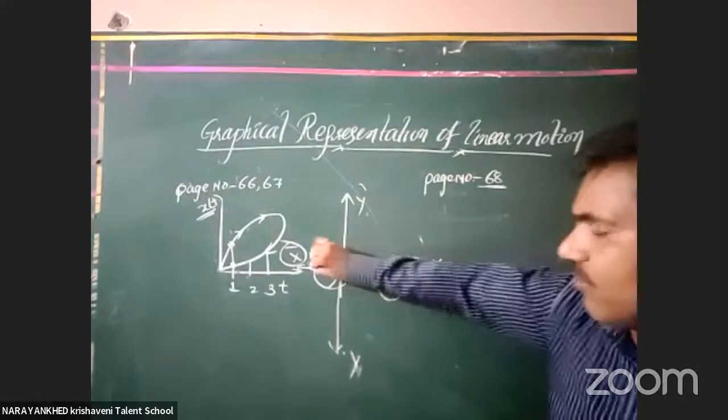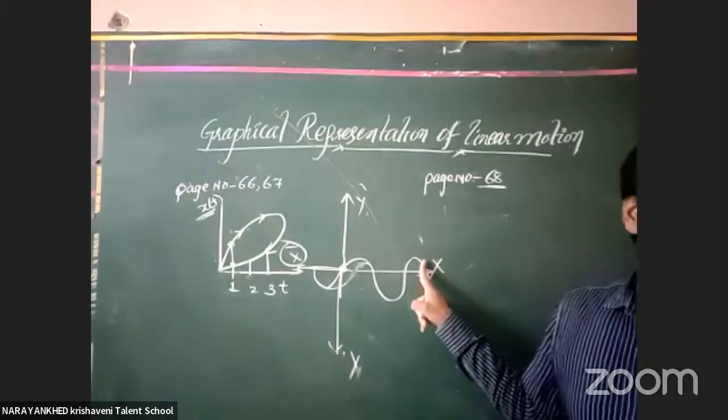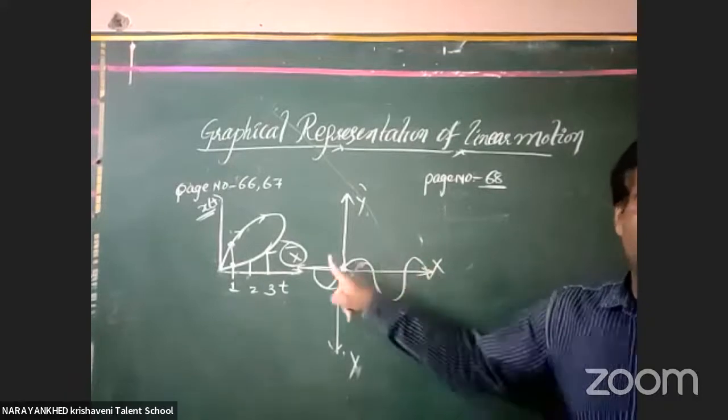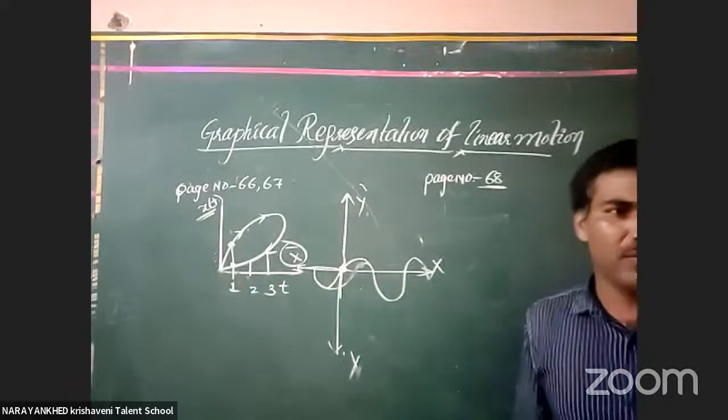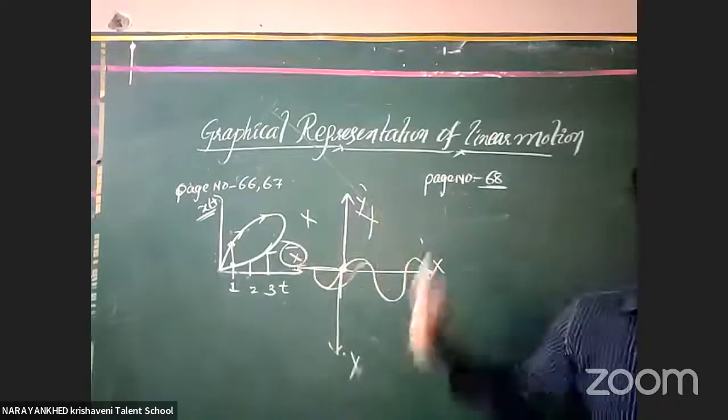We never write distances as negatives. They should always be positive only. Got it or not? It does not contain negative values. That's why this is also wrong. This is not a representation of one-dimensional motion.